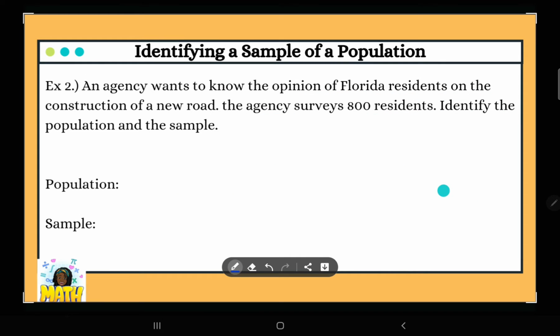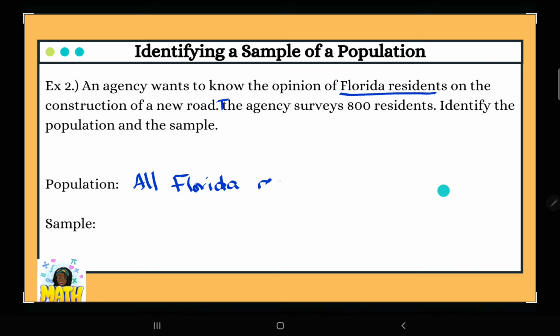An agency wants to know the opinion of Florida residents on the construction of a new road. The agency surveyed 800 residents. Identify the population and the sample. So the agency wants to know the opinion of Florida residents, right? So the population would be all Florida residents. And the agency is going to survey 800 of those residents. So our sample would be the 800 residents who are surveyed.